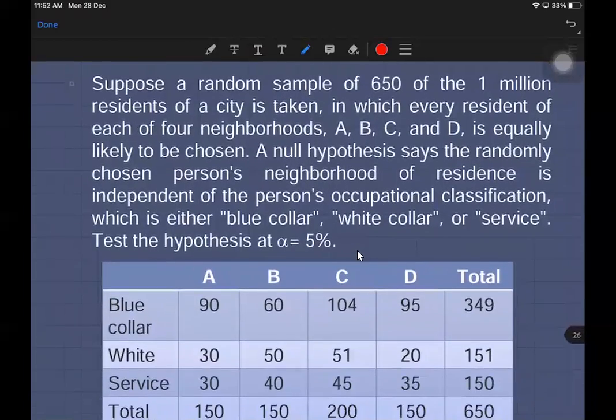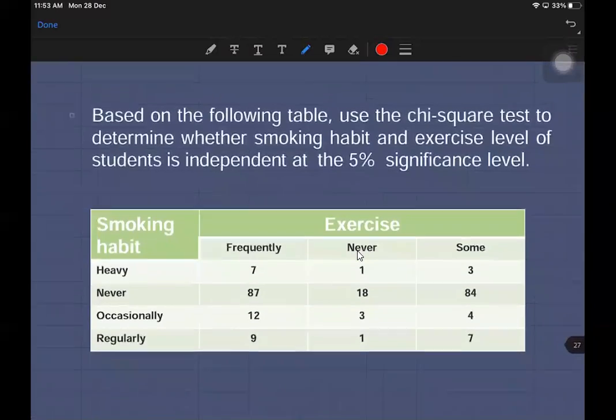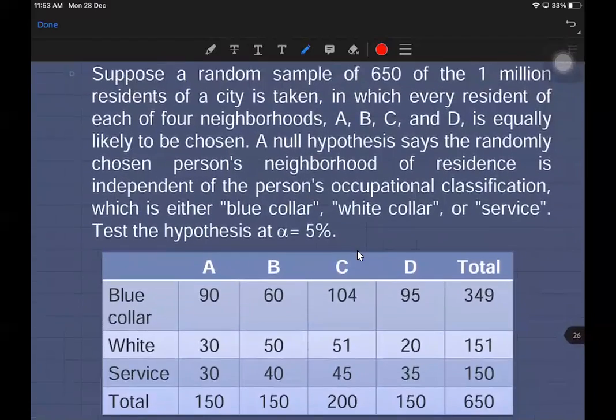In this example, I have two questions. I want every one of you to try first, and I will give you the answer later on, but please try it first. This is the first question, and this is the second question. Must try. Suppose a random sample of 650 of 1 million residents of a city is taken.